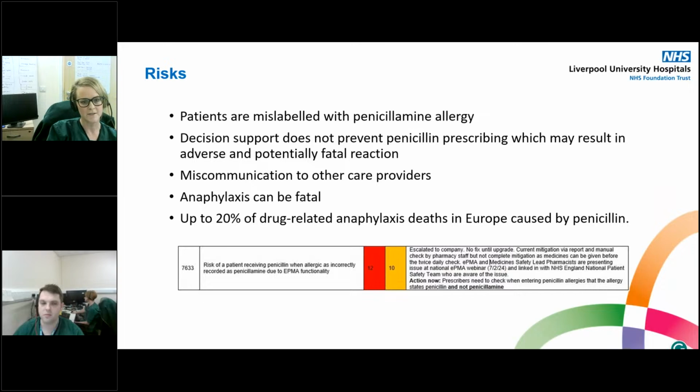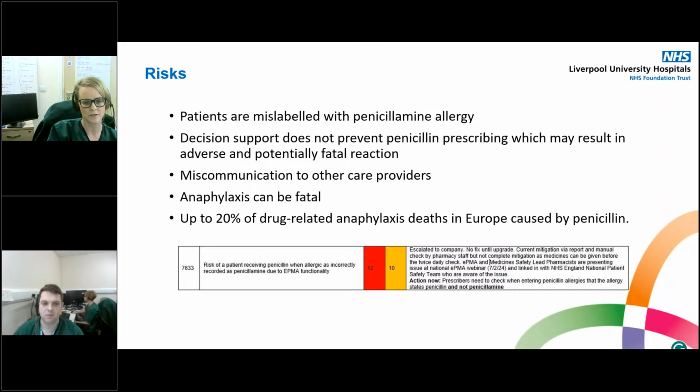There is also an additional risk of miscommunication out of the system at the point of discharge across the interface to primary care. If that incorrect allergy isn't identified, then a penicillamine allergy could in fact be added to a system, and we can potentially get into a cycle of the incorrect allergy being added and recorded on multiple occasions across the system.